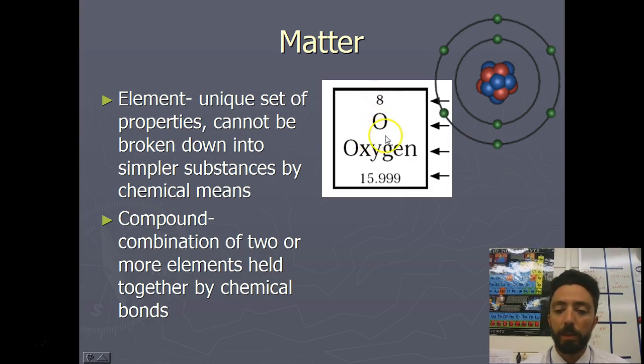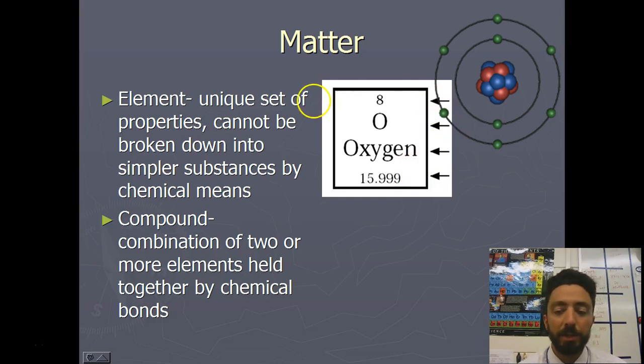The O would be the symbol, that stands for oxygen, and then on the bottom is our atomic mass. The atomic mass of oxygen is close to 16, and the reason being it has 8 protons and 8 neutrons, that each of them have a mass of 1. The mass of an electron is negligible, so we just assume that it is 0.